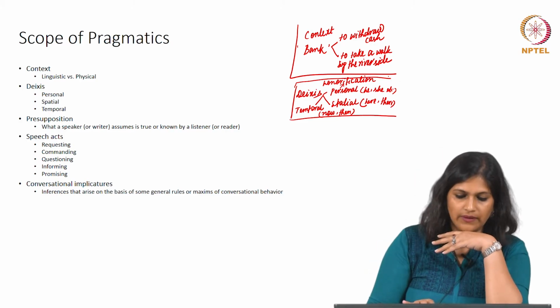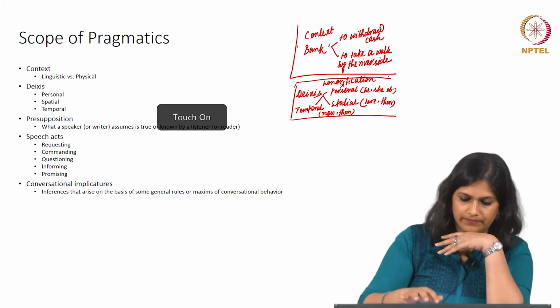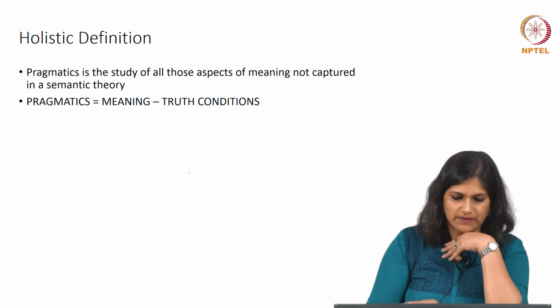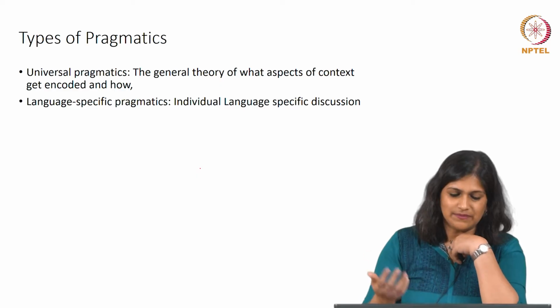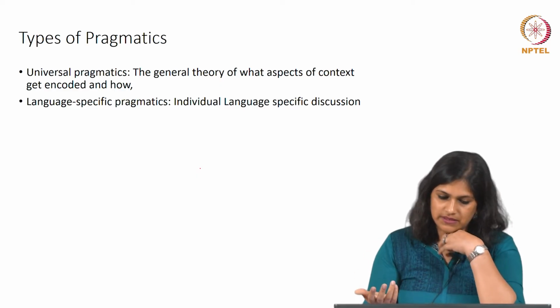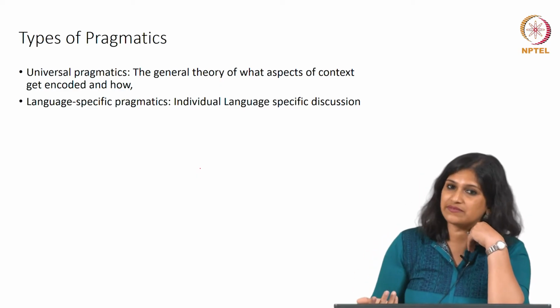So from the definition to the scope, we have had an almost general understanding of pragmatics now, and maybe I would talk very briefly about the different types of pragmatics. One would be universal pragmatics, the other one is language specific pragmatics.